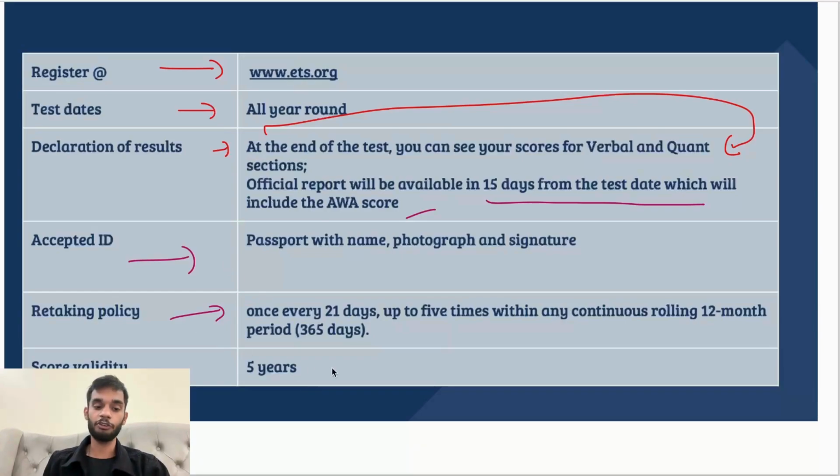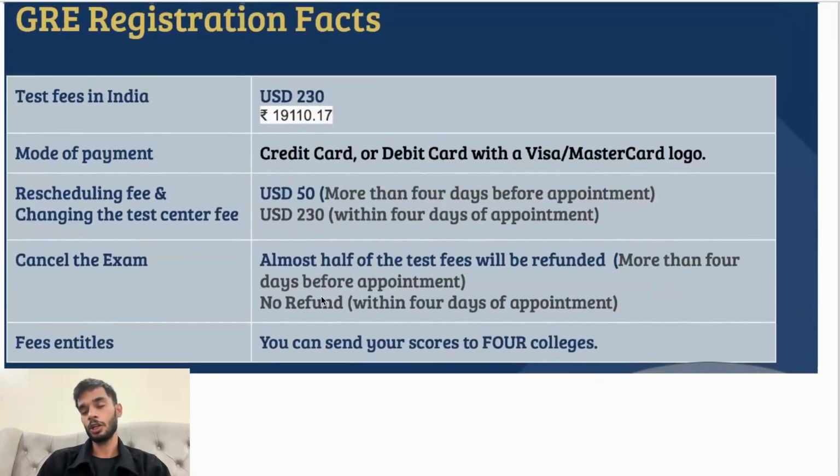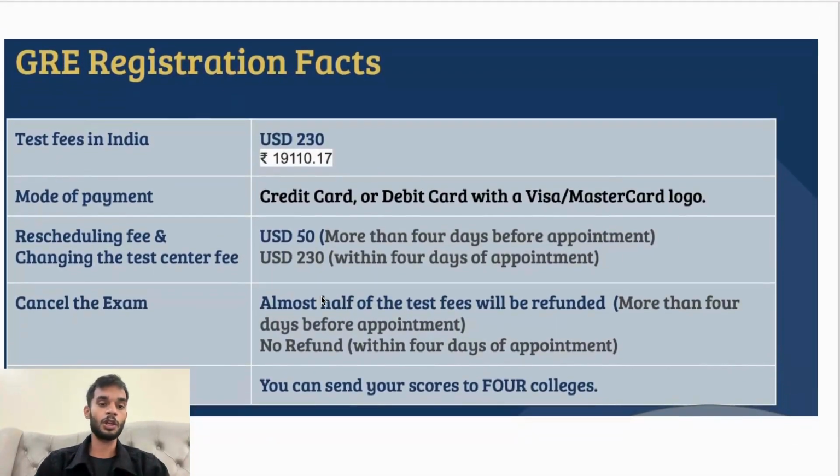Scores are valid for 5 years. So you can plan to give your test even in your first year of college. You can plan to give the test in the second year of college, because it is valid for 5 years, and you can plan it after graduation as well. That's your choice.